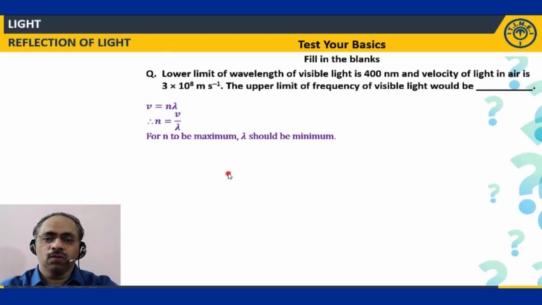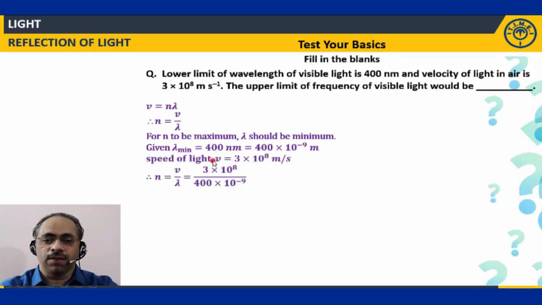Clear? So now we'll try to substitute. Given this is 400 nanometer, nano means 10 power minus 9 meter. So I'll write that. And then I'll substitute the value of V as well as lambda in this particular expression to get the value of the frequency as 0.75 into 10 power 15. So if you put it in the proper significant digits, I'll get it as 7.5 into 10 power 14 hertz, which is the unit of frequency. So what should I write over here? Exactly, it is 7.5 into 10 power 14 hertz. Clear?